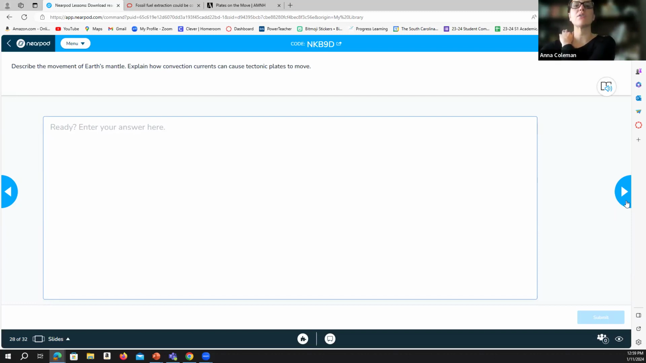One of the last things you need to do is describe the movement of the Earth's mantle. Explain how those convection currents can cause those tectonic plates to move. So how do convection currents cause tectonic plates to move? Again, if you need to, you can pause me.